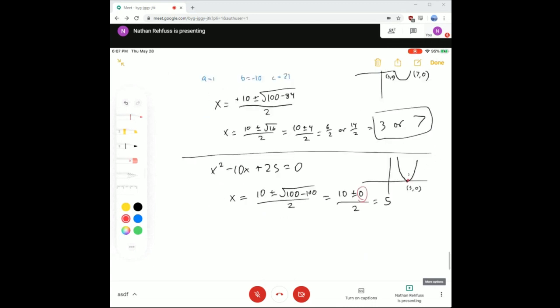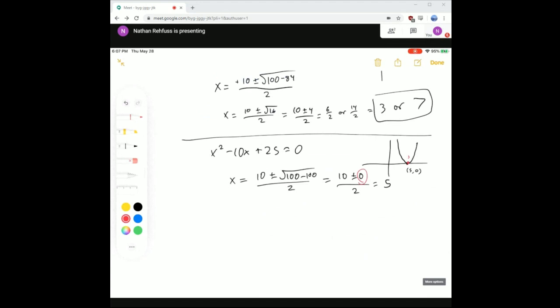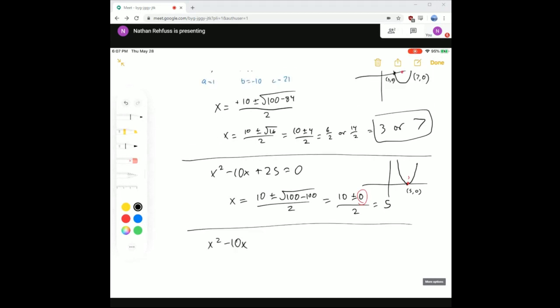And now what if the discriminant is negative? I need to think of an example. Should have done this before I recorded. Pay no mind. Give me one moment.